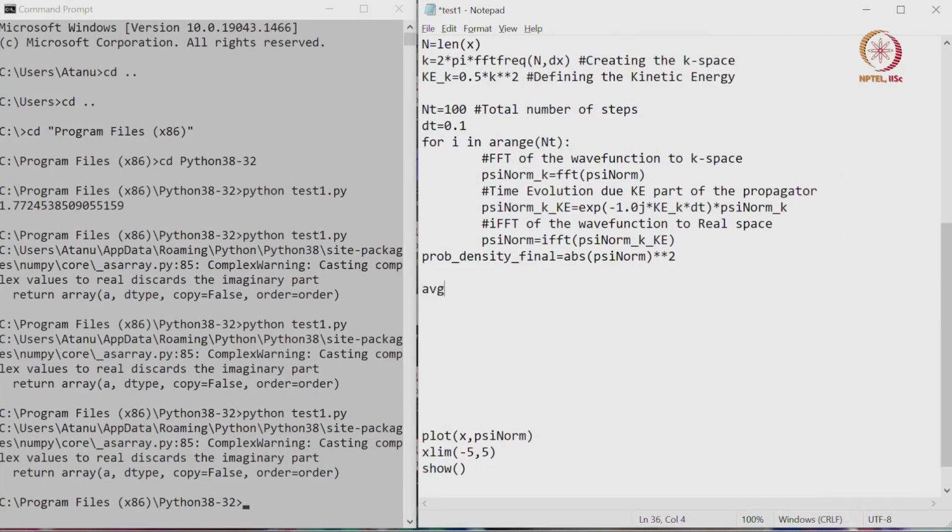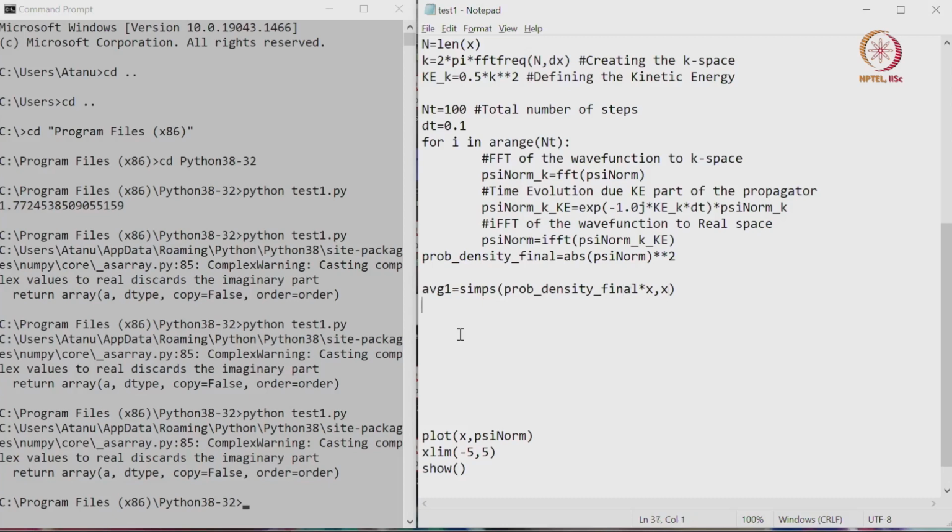Instead of plotting, we will find an average value. AVG1 is defined using the Simpson method, and we will integrate the probability density final multiplied by x, comma x. So, this is the first integration we discussed. The probability density has to be multiplied by x and then integrated over x. That is exactly what we have implemented here.